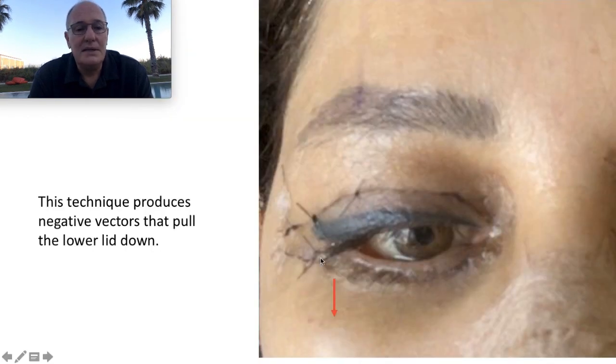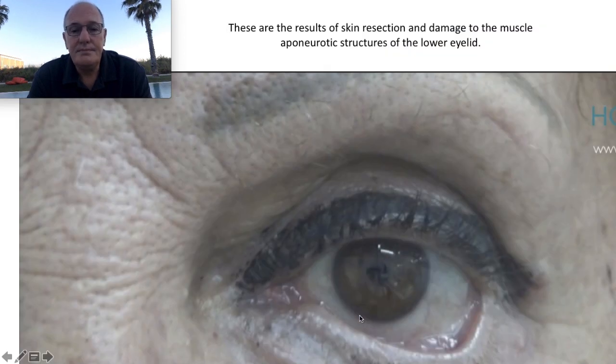And here we can see this technique produces negative vectors that pull the lower eyelid down. Here we can see how the skin resection produces a negative vector that pulls the tarsus down. And this is the result of this kind of technique. More or less, many patients suffer from this ectropion of the eyelids.